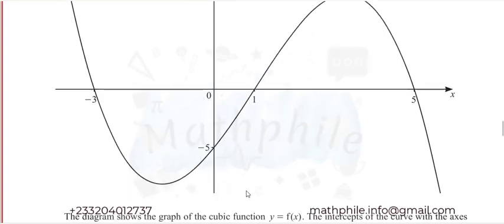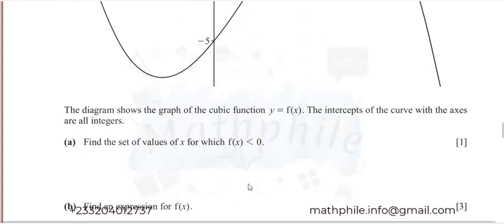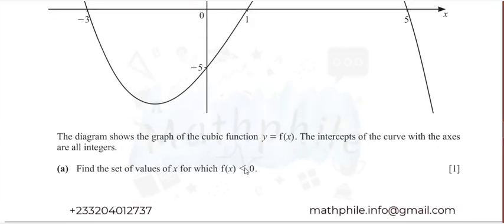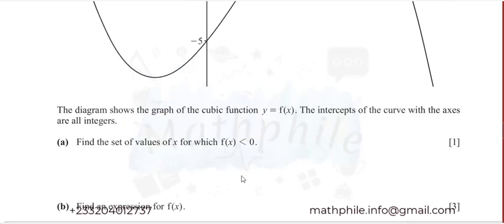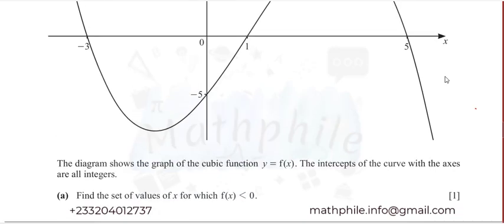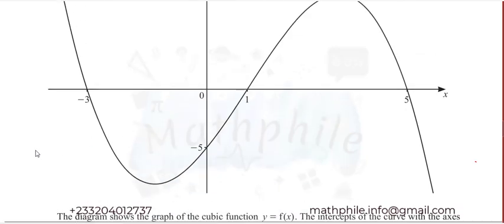Question number 8 is a reversed, more or less like a reversed way to write a polynomial function. So find the value of x. I think they would definitely ask us: find the value of x for which f of x is less than 0. So f of x less than 0 is talking about the portion of the graph that is below the x-axis. So I'm looking at this side, less than 0.